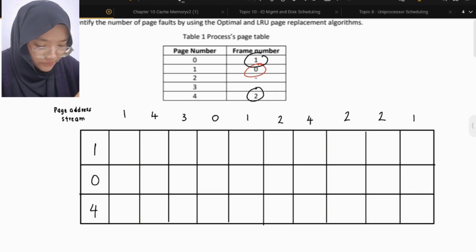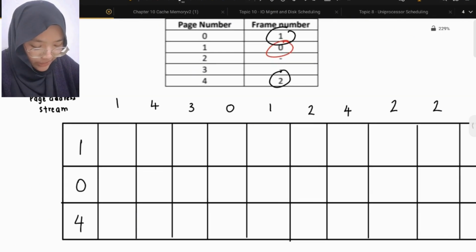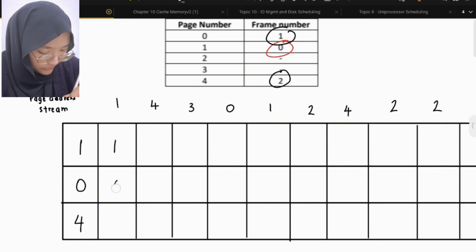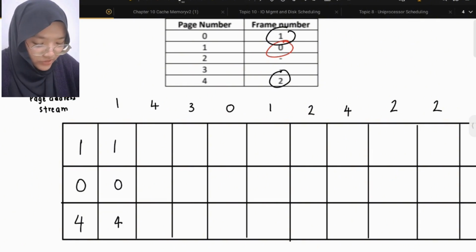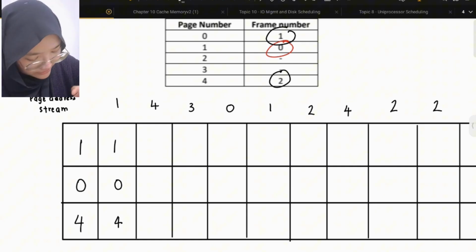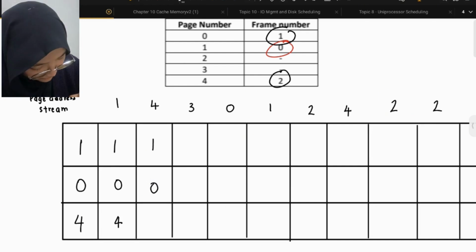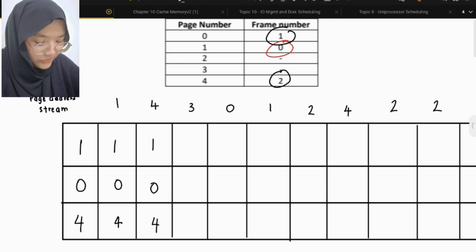As you can see here, I already wrote down our page number address string. So the first page is page number 1, and we already have page number 1 in our memory. So we're going to write back 104, and number 1 becomes the most recently used. The next is page number 4, and also the same, we already have page number 4 in this memory, so I'm going to write down 104, and number 4 becomes the most recently used.